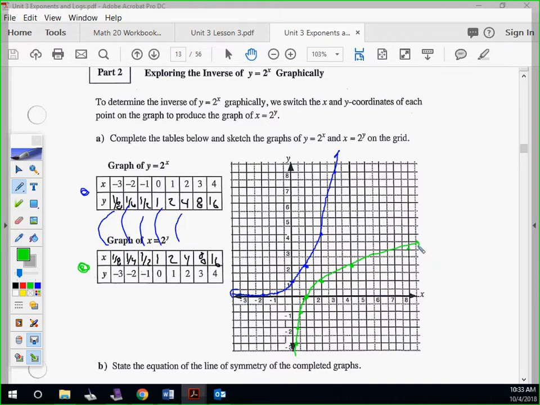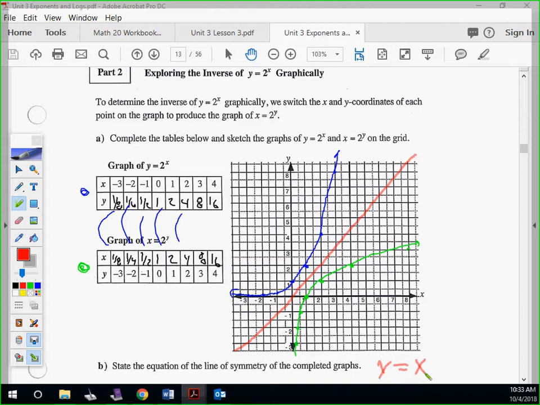And that looks good to us because why? It's definitely symmetric across the y equals x line, right? Which we expect of an inverse. So we just kind of showed that it does exist. It is possible. We still don't know how in terms of algebraically. Any questions? State the equation of the line of symmetry of the completed graphs. That's what I just said with the red here. Just y equals x is all you put here.